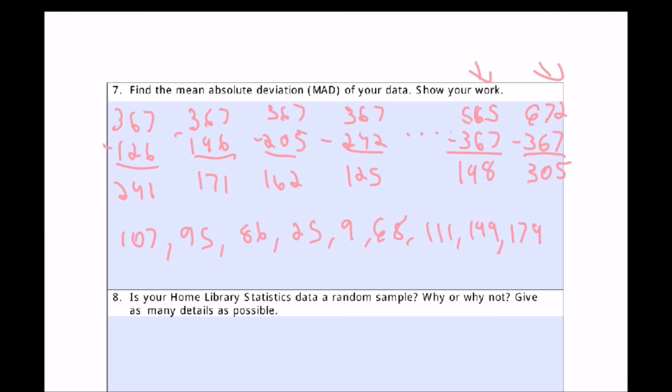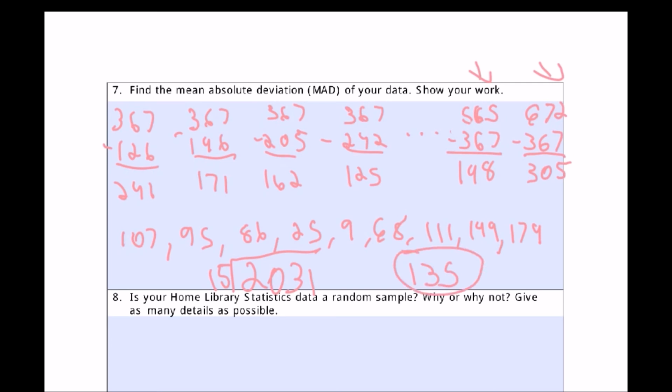Once you have all your numbers there, you're going to find the mean for all 15 of those numbers. So let me go ahead and add those up and divide by 15. Alright, so add them all up. I got 2,031. I'm going to divide it by 15. Again, you're using a calculator on this part, so just do 2,031 divided by 15 and round again to the nearest whole. So 135. So my mean absolute deviation is 135.